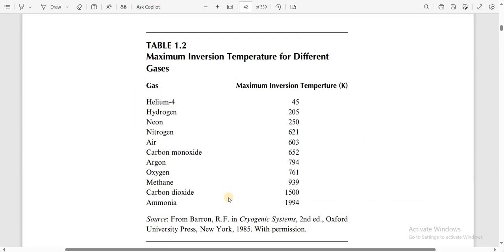Maximum inversion temperature for different gases. Let's see, for oxygen it is 761 Kelvin.